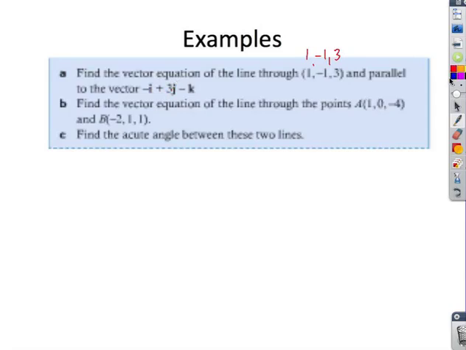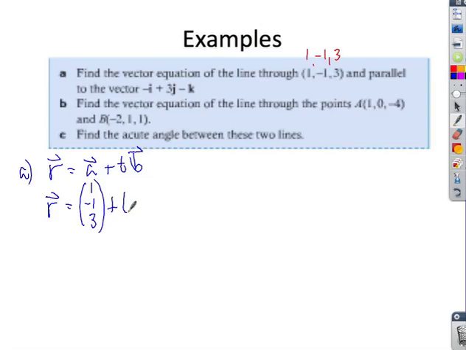So to answer the question in a, we're going to use this form. r is equal to a plus tb. Again, our answer is going to be r is equal to. Now, for the position vector a, we're going to use a known point, and that's given to us. So it's 1, -1, 3. That's a point that the line passes through. That's a point on the line. And then plus the parameter t times the vector b. And since we're moving parallel to this given vector, that becomes the same as the direction vector of our line. So -1, 3, -1. And that's the vector equation of the line passing through 1, -1, 3, and parallel to that given vector.